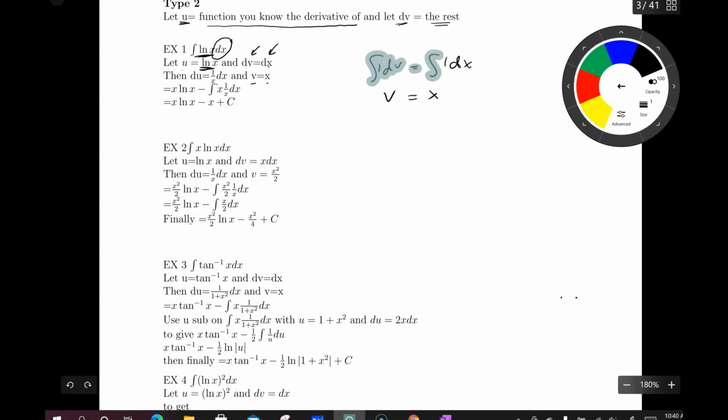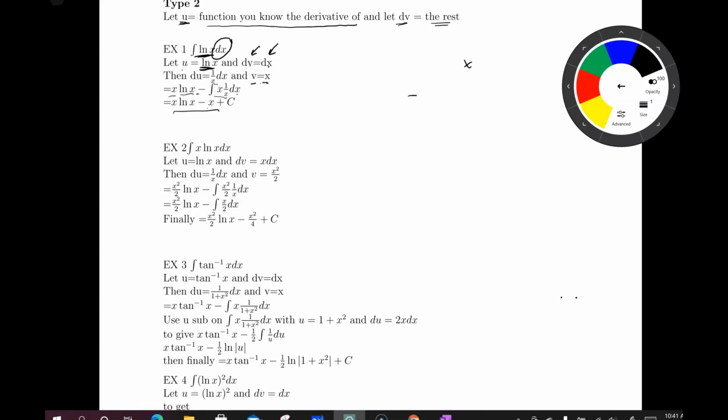All right. So let's put it together. So I have uv minus the integral of v du. Wait a minute, x times 1 over x, that just gives me 1 inside the integral. The integral of 1 dx is just x. So there it is. That's the antiderivative of ln of x dx.